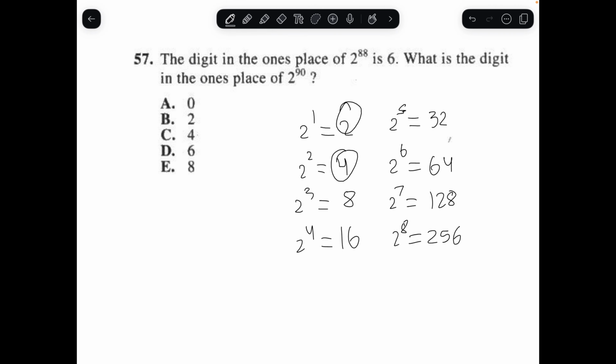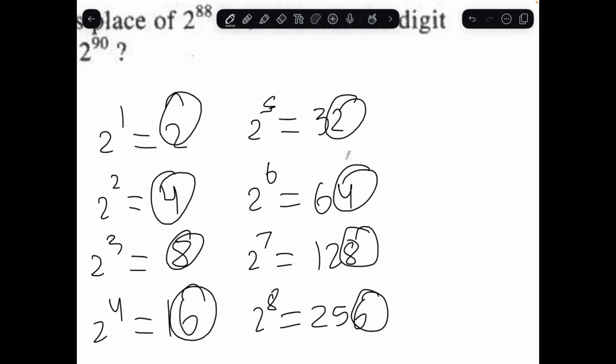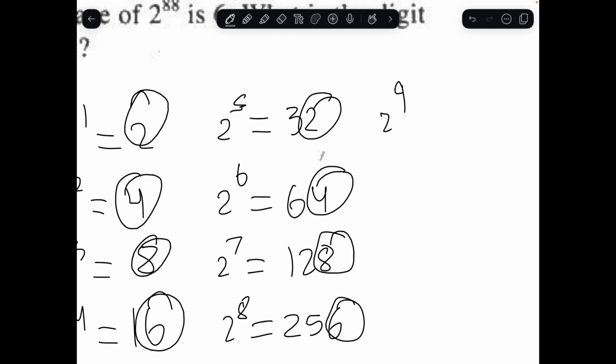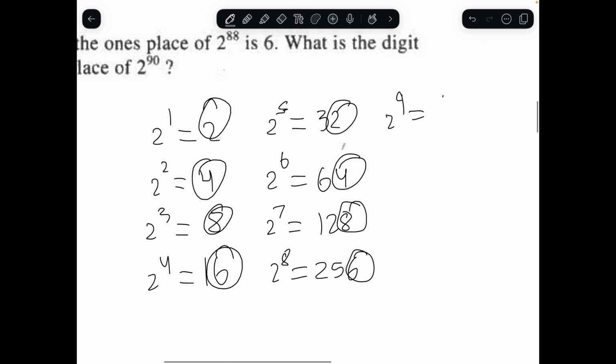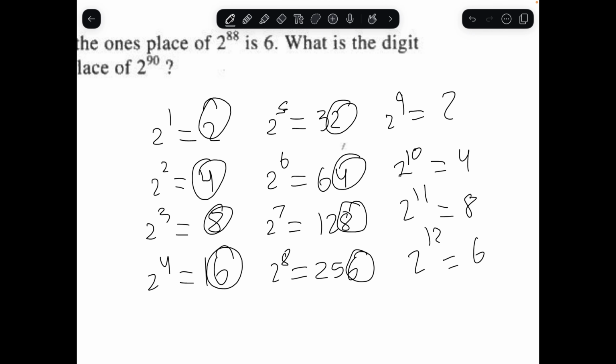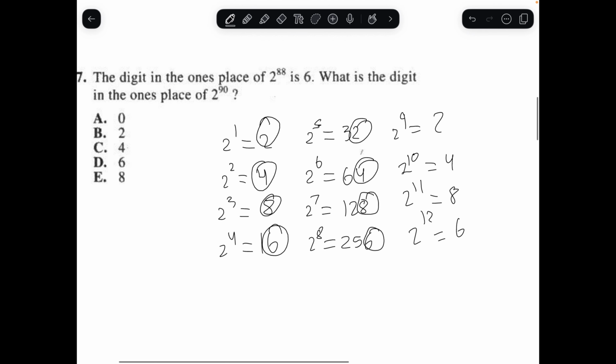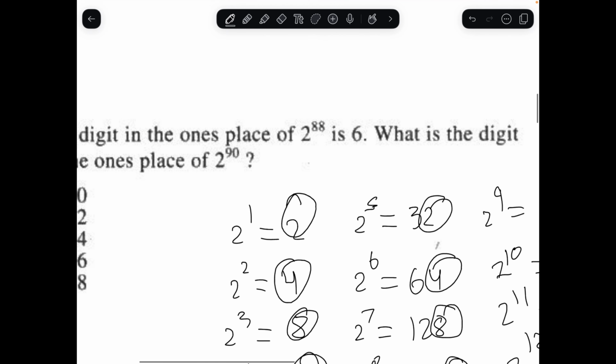So you notice that it follows a pattern 2, 4, 8, 6, which means 2 raised to the power of 9, the ones digit will be 2. 2 raised to the power of 10, it will be 4. 2 raised to the power of 11, it will be 8. And then 2 raised to the power of 12, it will be 6, right? So now, obviously, I could just continue this and eventually make my way to 2 raised to the power of 90.